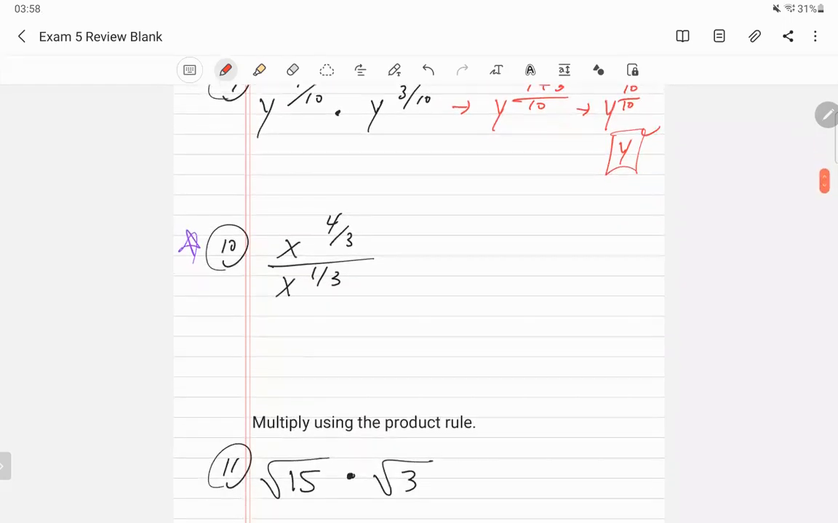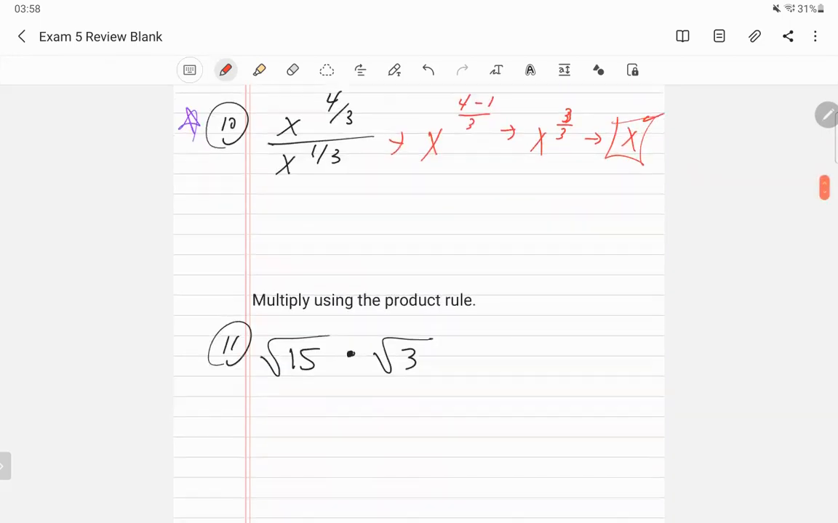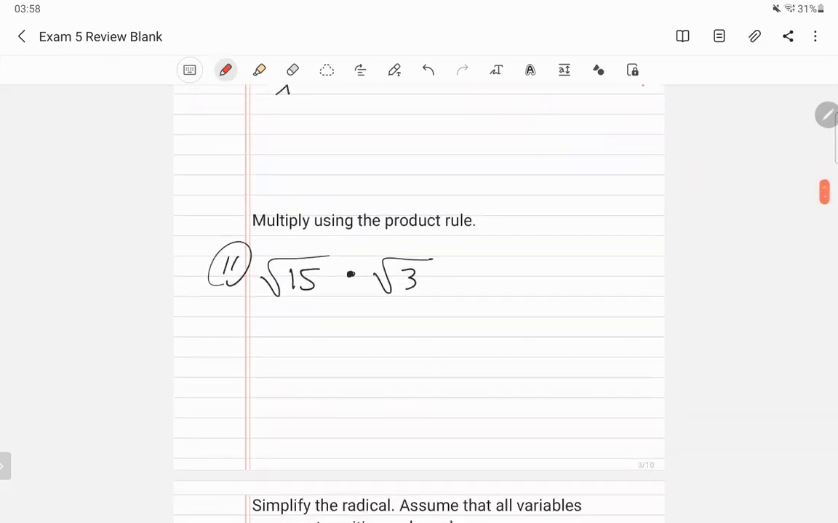Now, I should warn you that for number 10, my answer is a little bit different than what your answer is going to be on the test, in that mine cancels out again to be a whole answer, 1 over 1. Yours is a little bit different, so just pay attention. What you basically need to know is that when you're dividing, you're subtracting the exponents. So here we get 4 minus 1 over 3. So it's 3 over 3, which is just x. So I wanted to bring that to your attention.